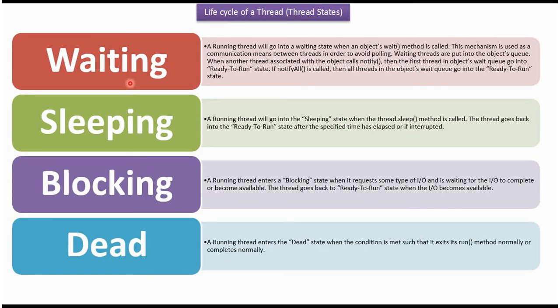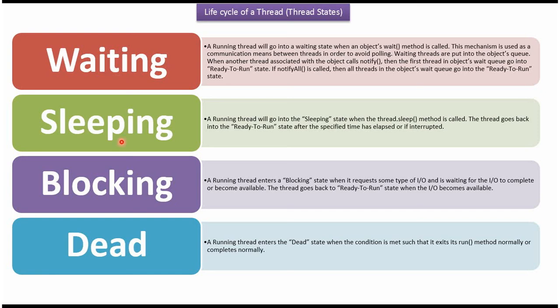A running thread will go into waiting state when the wait method is called. This mechanism is used as a communication means between threads in order to avoid polling. When notify or notify all method is called on a waiting thread, then the thread will go from waiting state to ready to run state.